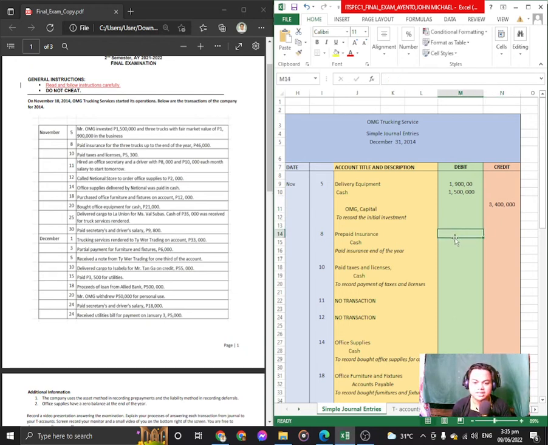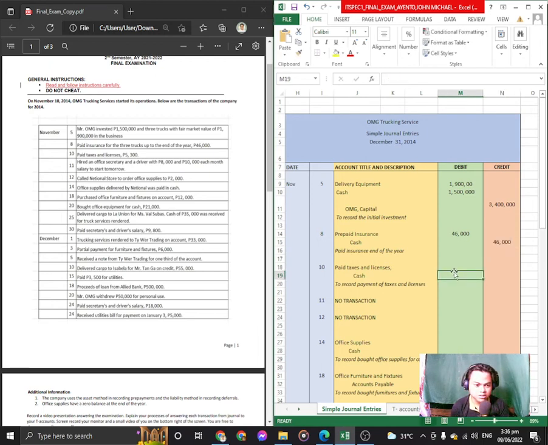Now we move to November 8. Paid insurance for the 3 trucks after the end of the year at 46,000 pesos. For the debit, we have the prepaid insurance, and the amount is 46,000 pesos. And for the credit is cash, 46,000 pesos also, to record the paid insurance for the end of the year.